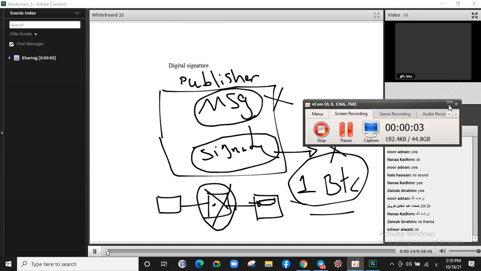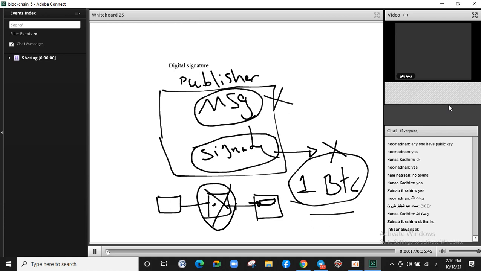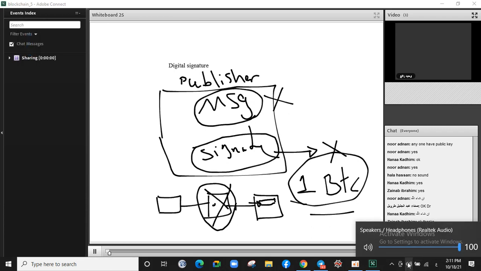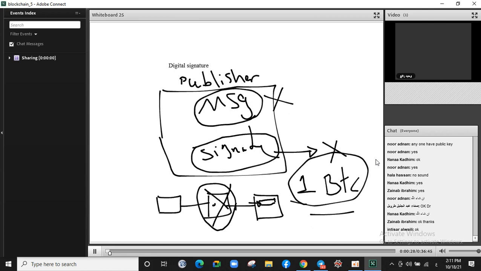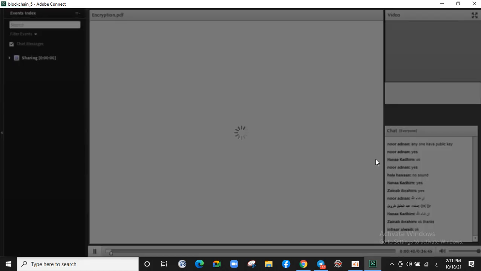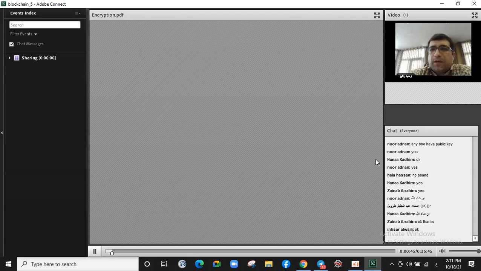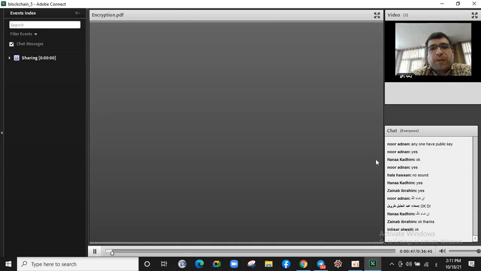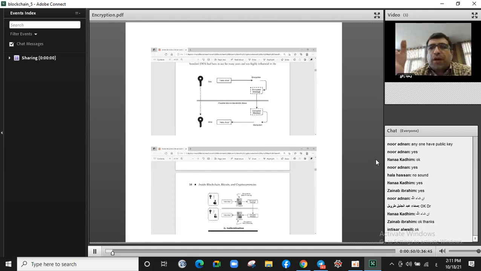Hello. In this topic, I'm trying to cover the RSA encryption algorithm. For a start, let's have an overview of our previous discussion. Okay, as I said, there are two kinds of cryptographic algorithms.